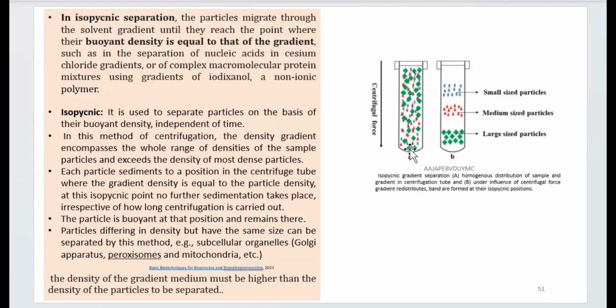Now the particles migrate through the solvent gradient until they reach the point where their density matches and they form the zone. So it is used to separate the particles on the basis of their buoyant density, which is independent of time. In the previous case, time was important. Second factor to compare: each particle sediments to a position in the centrifuge tube where the gradient density matches the density of the particle. Right.